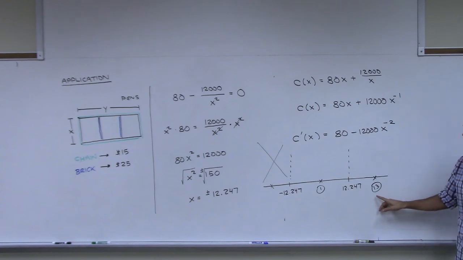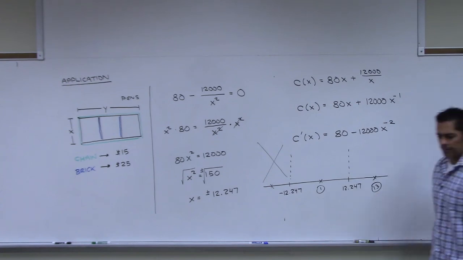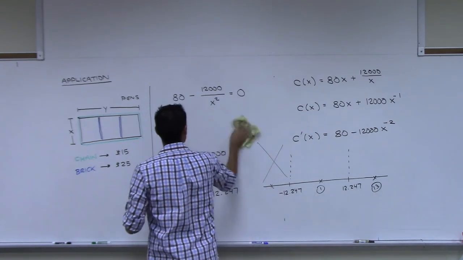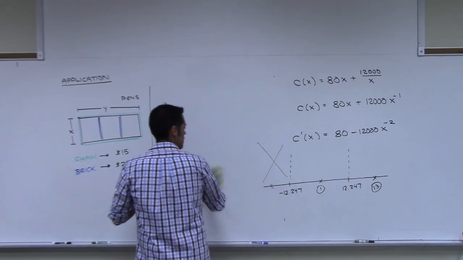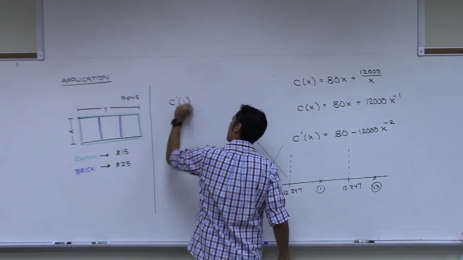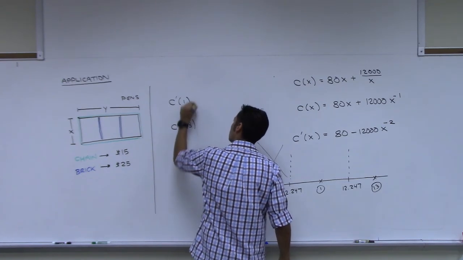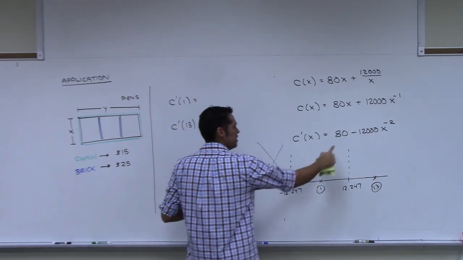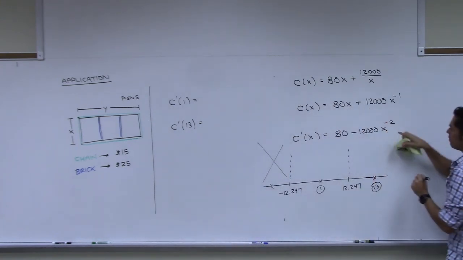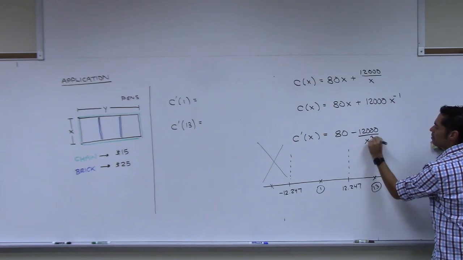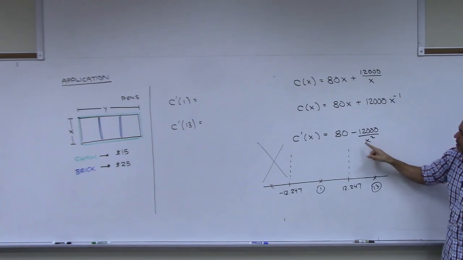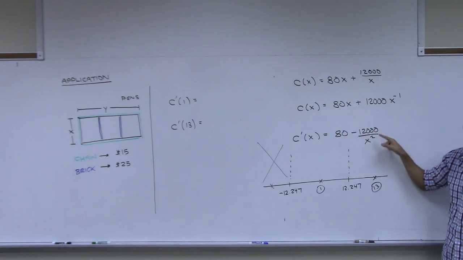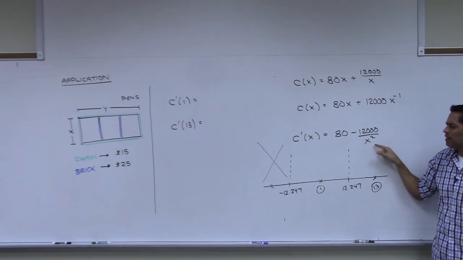And where are these numbers getting plugged into? The derivative. Okay, so I'm going to plug 1 into the derivative, and then into the derivative, I'm going to plug 13. And when I plug 1 into here, remember that this is really over x squared, right? That's what that really is. If I plug 1 in here, I'm going to have 80 minus 12,000 over 1 squared. And 1 squared is, well, 1, right? So this will just be 80 minus 12,000.